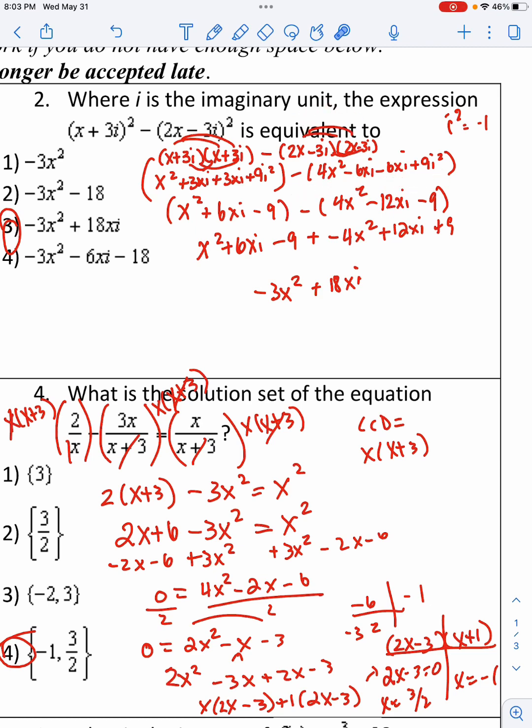We're going to combine like terms. As you can see, i squared is equal to -1, so this becomes -9. This also becomes -9. Don't forget to distribute that negative. We combine like terms, and we get 3 as our answer choice.